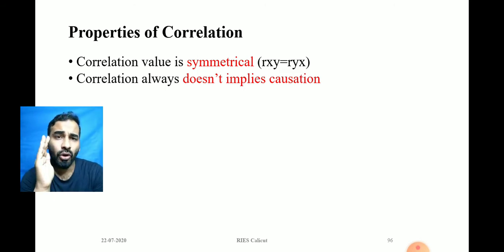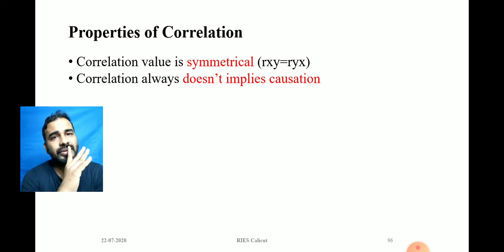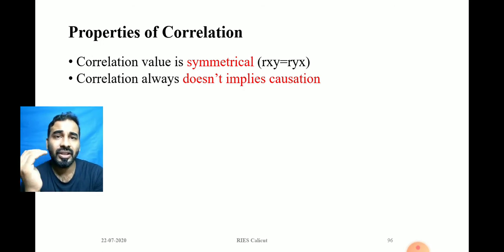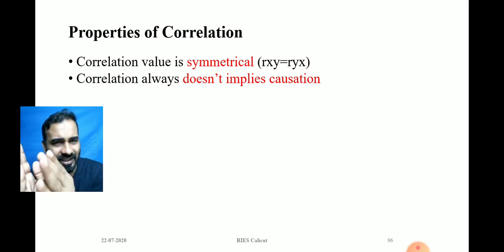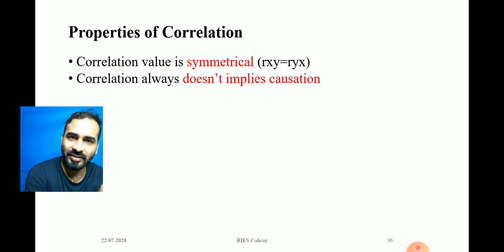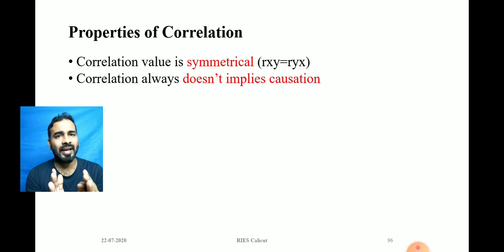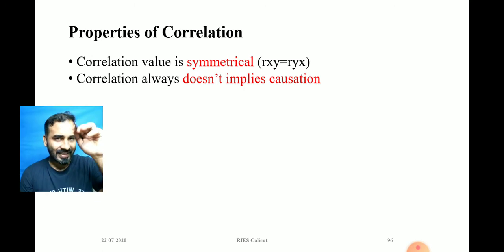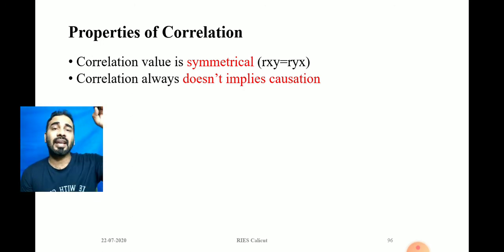Then correlation is symmetric. What this means is that if you take x first and y next, or y first and x second, if you change the position of the variables, the result will not change. That means for x and y we found the correlation, then we found the correlation between y and x, both will be the same.